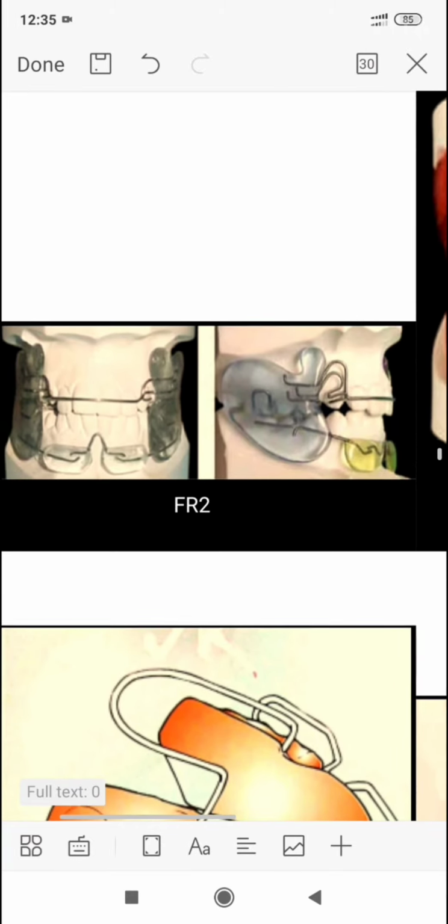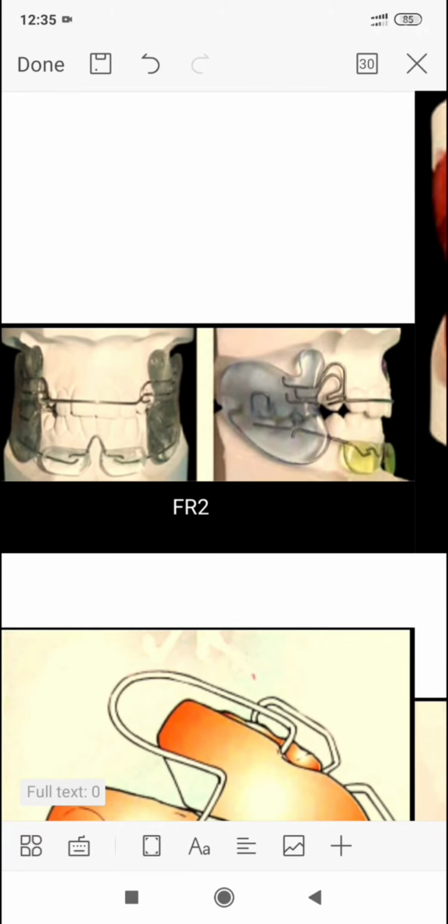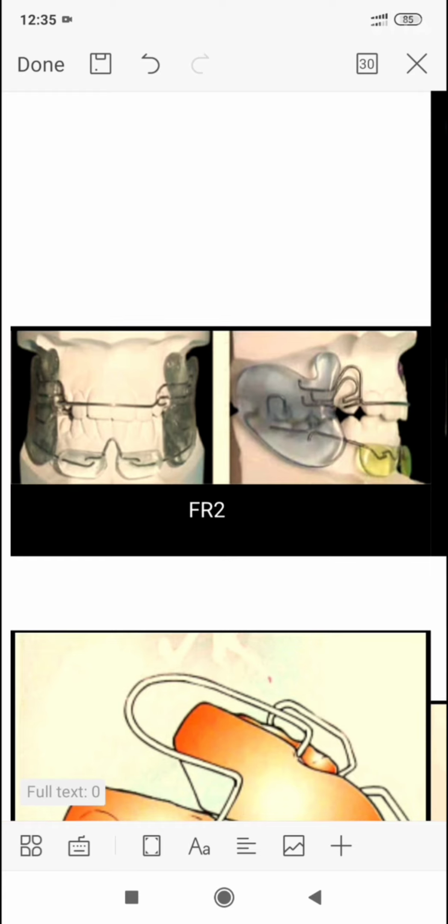So now coming to the FR, Frankel functional appliance. FR stands for functional appliance by Frankel. As said, it is a tissue-borne passive appliance. The main purpose of this appliance is to remove the restriction effect of the cheek and the lip musculature, thus allowing the expansion of hard tissue as well as normal displacement of the mandible.